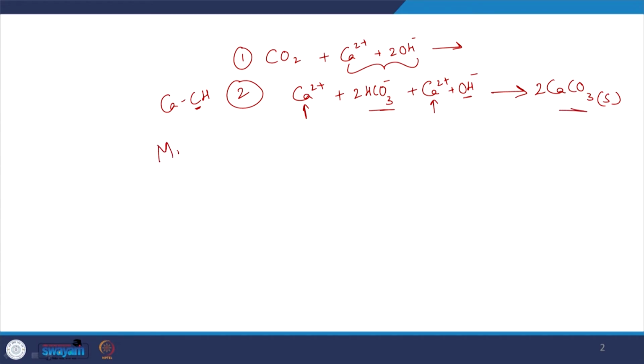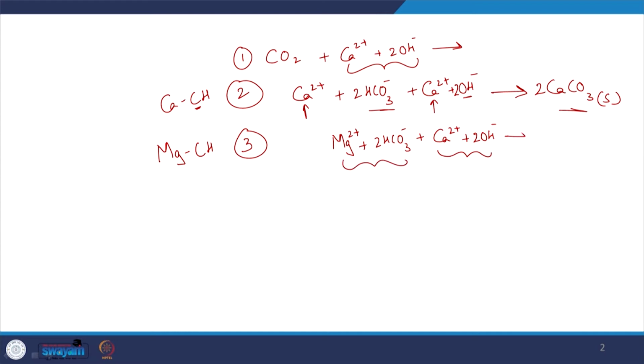And the next one will be magnesium associated with carbonate hardness. So I have Mg2+ in my solution, and I also have the relevant carbonate. If I am adding lime, I should have said plus 2OH- here, this is lime, and this is what is already in the water. Assuming the pH has been raised to a high enough value, magnesium hydroxide will precipitate out, and conversion of this bicarbonate to carbonate will take place, and also CaCO3 will precipitate out.